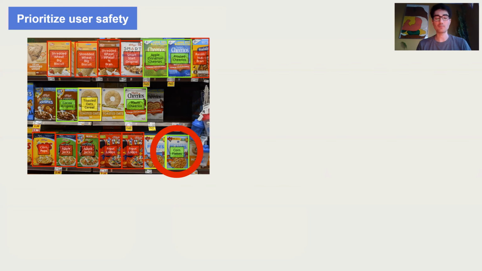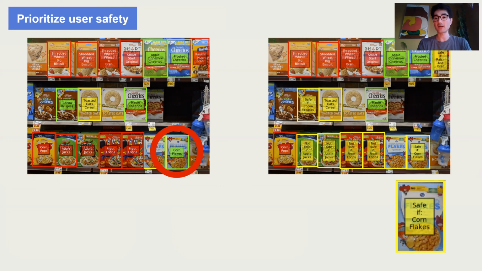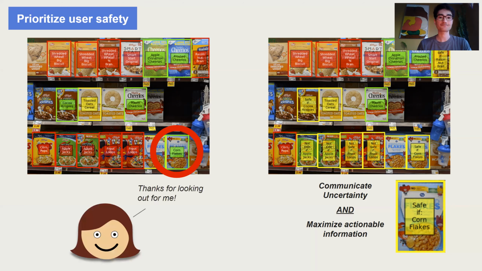So I went back to the drawing board and created a second verification step that if a box doesn't pass, it gets labeled in yellow, which indicates uncertainty. It also gets this if statement as a caveat. Here for Frosted Flakes, it says safe if cornflakes. If it actually was cornflakes, that would be useful information for the user. The overall point here is that I'm trying to communicate uncertainty to the user while at the same time providing them with the maximum amount of actionable information.